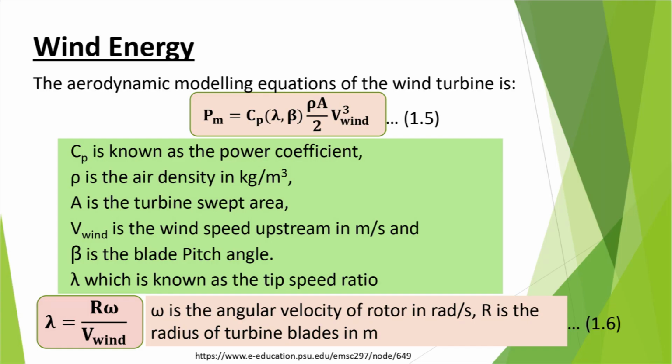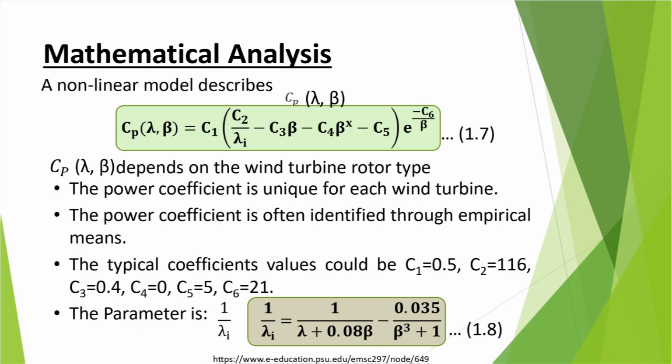Now, when it produces wind energy, the aerodynamic modeling equation of the wind turbine is given by the equation Pm, and the coefficients and variables are: Cp, known as the power coefficient; rho, the air density; A, the turbine swept area; V wind, the wind speed upstream in meters per second; and lambda, known as the tip speed ratio. Now, the mathematical analysis is a nonlinear model that describes the given relation.